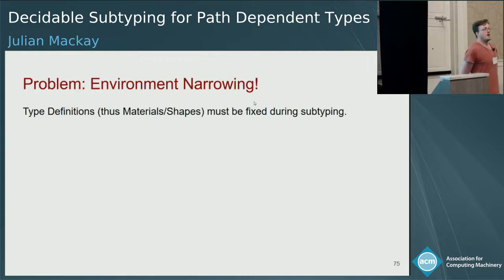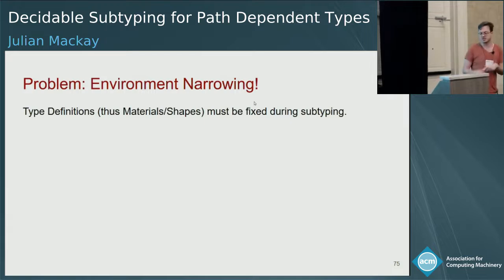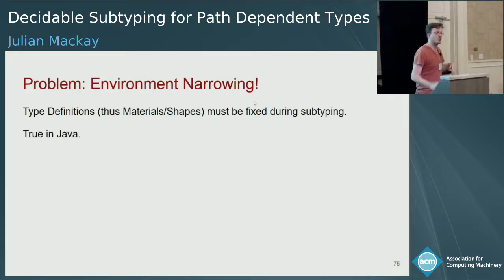So when you're trying to do subtyping in Java, it's kind of key that your definitions stay the same. Because if your definitions change, then your definition of what a material and what a shape is changes. This is true in Java because you've got all these top-level definitions of types, and you just spin through them, and you don't change some kind of type context, right? But in Wyvern, this isn't true.